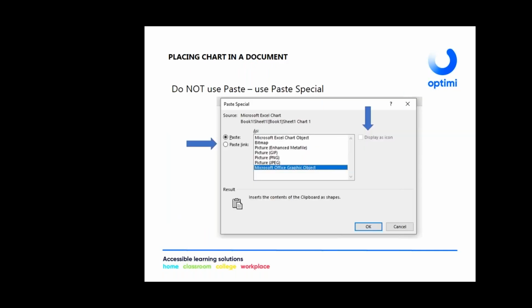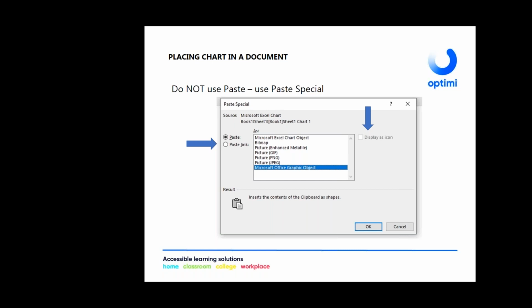When you want to place a chart in a document, you do not use copy and paste, because if you paste, it will not paste a link. And from now on, they will usually ask you, when you do need to place a chart in a Word document, that you link it. So you right click on the chart, you say copy, then you go into Word, and you do not use paste.